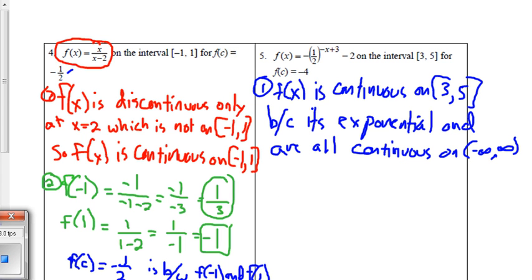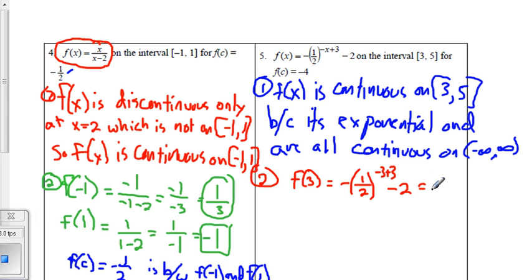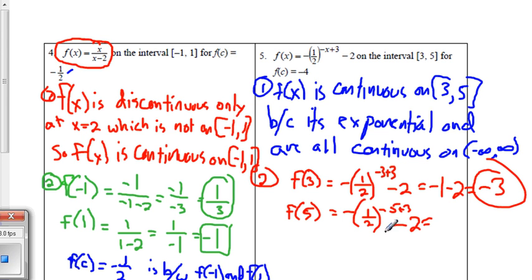So let's look at the next condition. We're going to find the value of f(3) and f(5) and see if negative 4 is between those. Negative 3 plus 3 is going to be the 0 power. 1/2 to the 0 is 1. There's a negative sign out front, so we get negative 1 minus 2 is negative 3. Second one: negative 5 plus 3 is negative 2, so 1/2 to the negative 2 is the same as 2 squared, which is 4. So we end up getting negative 4 minus 2, and that's negative 6.